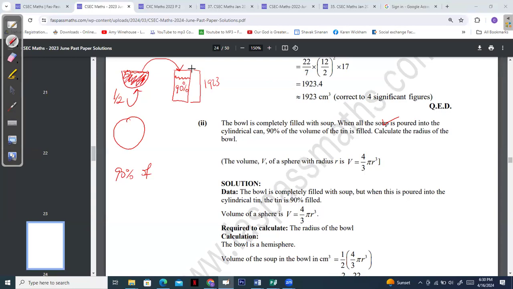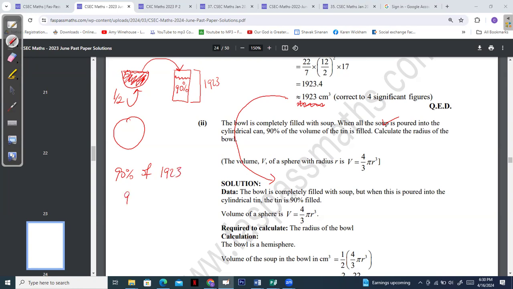You cannot calculate the radius of the bowl without knowing any information about the bowl at all. They gave us information about the bowl when they said that 90% of the tin is filled from the soup that was in the bowl. So I would go ahead and find 90% of that volume. Why would that make sense? Didn't we literally calculate the cylinder volume already? So we have that information. It's almost like the question we did before gives me an idea of where to start for the next question that comes after. So I would find 90% of 1923.